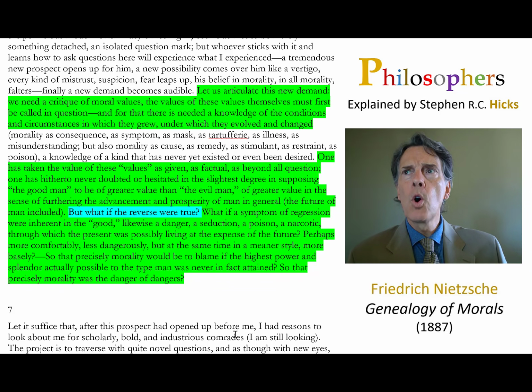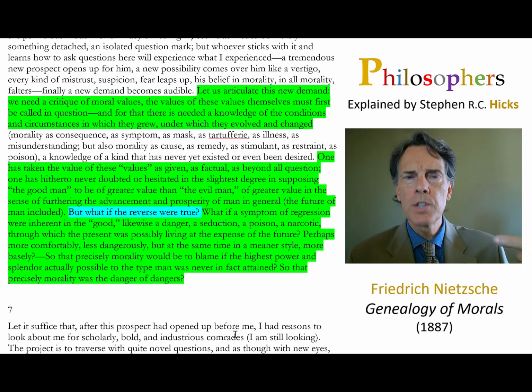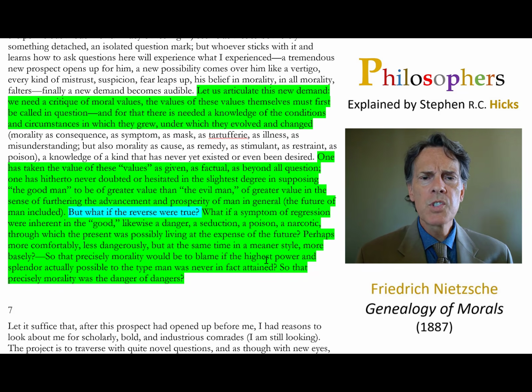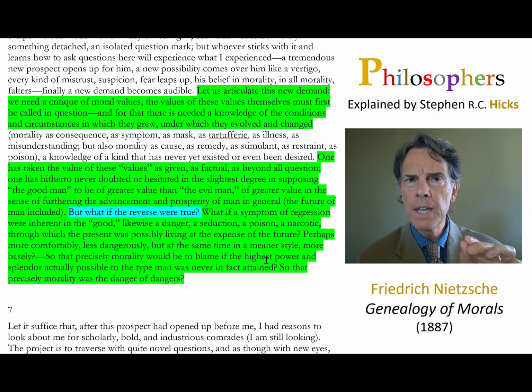And if we have all bought into a certain kind of moral code to the point where we don't even question it, but it is in fact a moral code that does not enable us to live the best way possible as human beings, instead it's a slow poison acting on our psyches and thereby on the rest of our lives, then we would have a bad morality. And then we would be able to say, as Nietzsche puts it here in the form of a question, precisely morality would be to blame if the highest power and splendor actually possible to man was never in fact attained. Maybe morality, or at least what we've commonly thought of as morality, is a danger, and in fact, the danger of dangers.